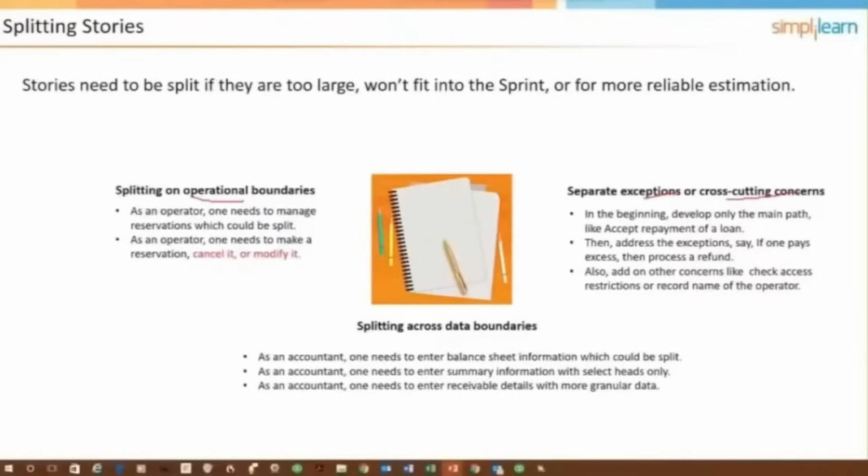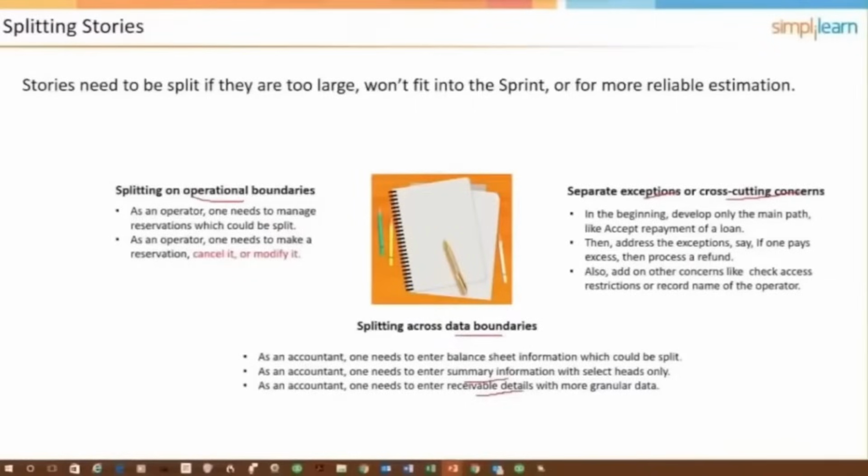And so you would have levels of users that have different privileges. Okay, and then down at the bottom, split based on data boundaries. For an example, as an accountant, one needs to enter balance sheet information, which could then be split into summary information and separately receivable details, or maybe you could have AP.